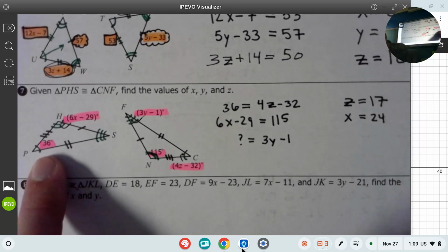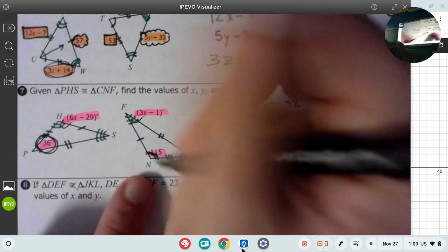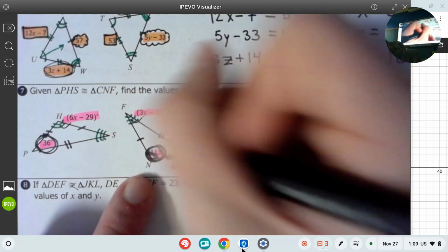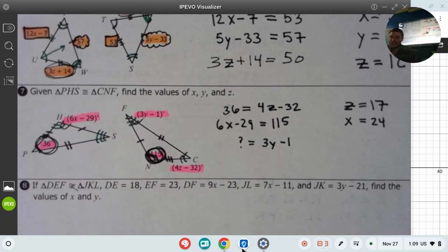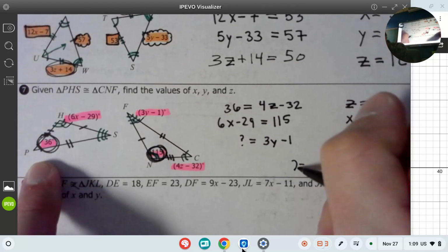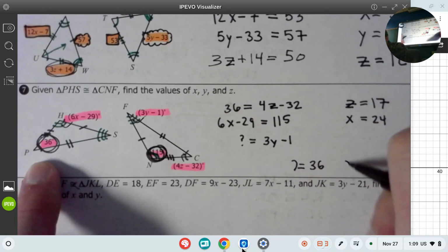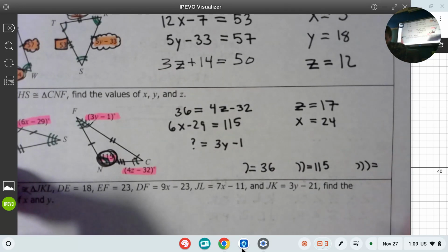Now, over here, I see 36. Over here, I see 115. Even though those are in different triangles, they're congruent. They're the same triangle, right? I know that my single is equal to 36. I know that my double is equal to 115. And so what is my triple gonna be worth?